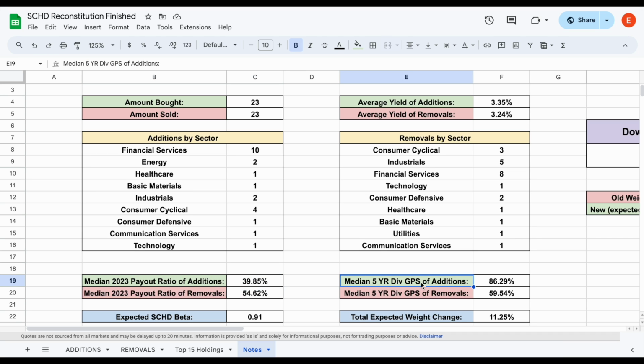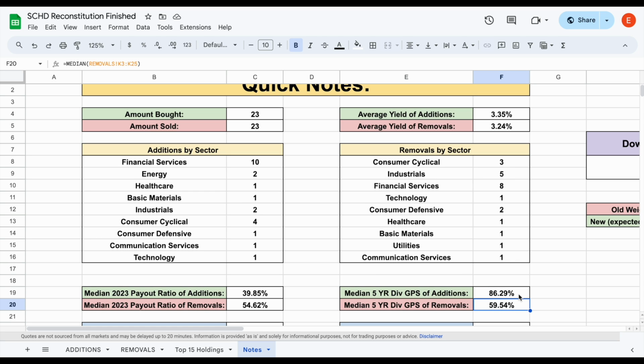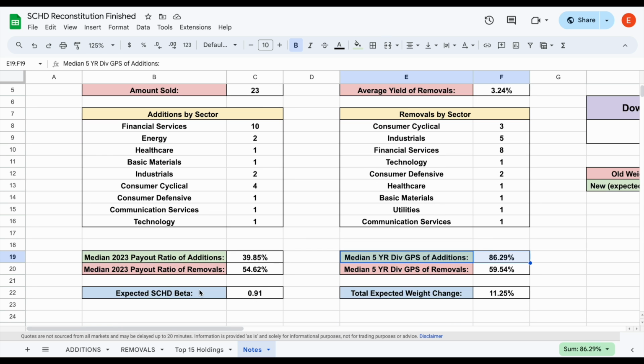If we look at the median 5-year dividend growth per share of the additions, they've grown at a rate of around 86.29% over the past 5 years, but if we look at the removals, it's sitting at about 59.24%. So really, the dividend metrics look pretty good for the additions. They have a slightly higher starting yield on average, a much healthier payout ratio, and better dividend growth over the past 5 years.